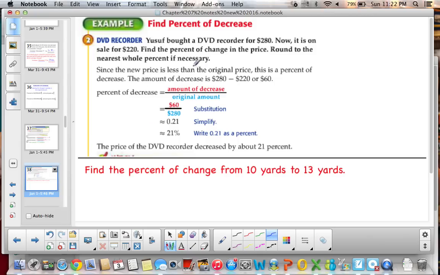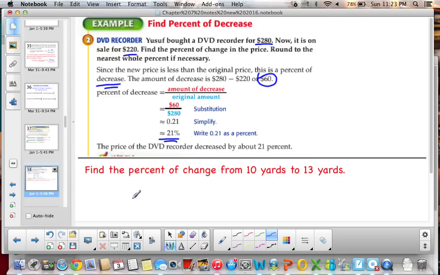So the original price is 280, and the new price is 220. Because it's less than the original price, this is a percent of decrease. It goes down. So the amount of decrease, we take 280 and we subtract 220 and we get $60. So we take $60 and we put it into a ratio over the original amount. $60 over 280 is approximately 0.21 or 21 hundredths. And then remember the second step is to convert it to a percent. So we get approximately 21%.